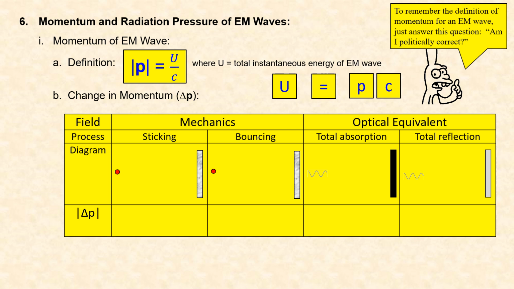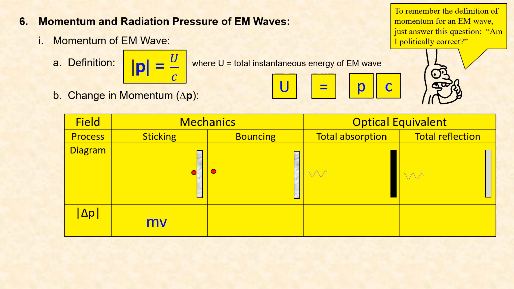In the case of mechanics, we will look at a ball which is allowed to strike a wall. Now, in the case of sticking, if that ball strikes the wall and sticks to the wall such that its final momentum is 0, then the change in momentum of that ball is simply equal to its mass times its speed upon impact, mv.